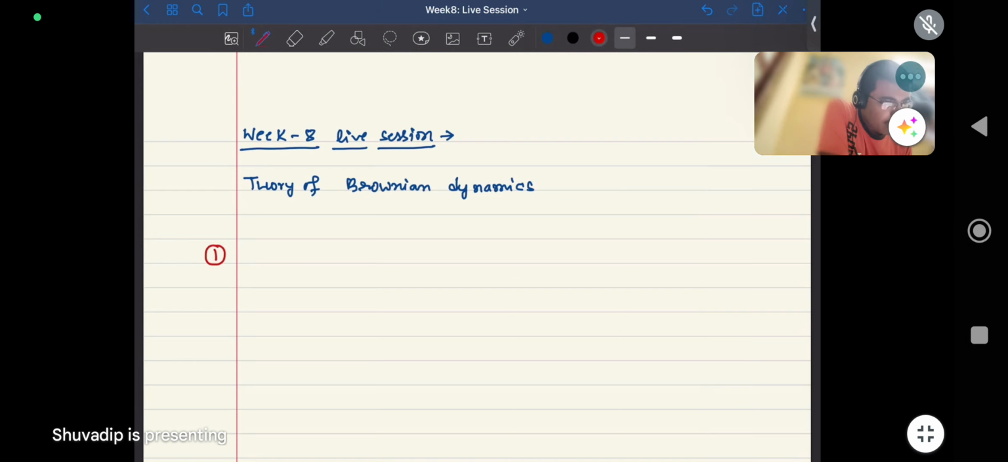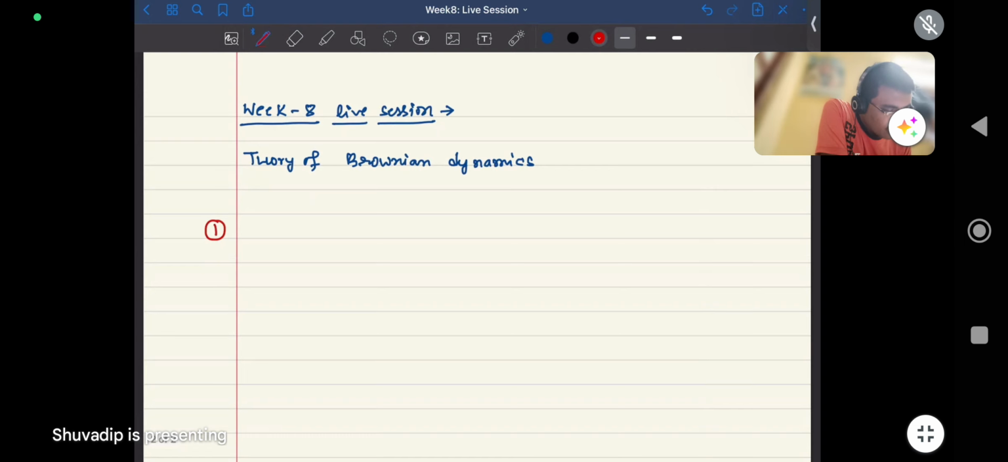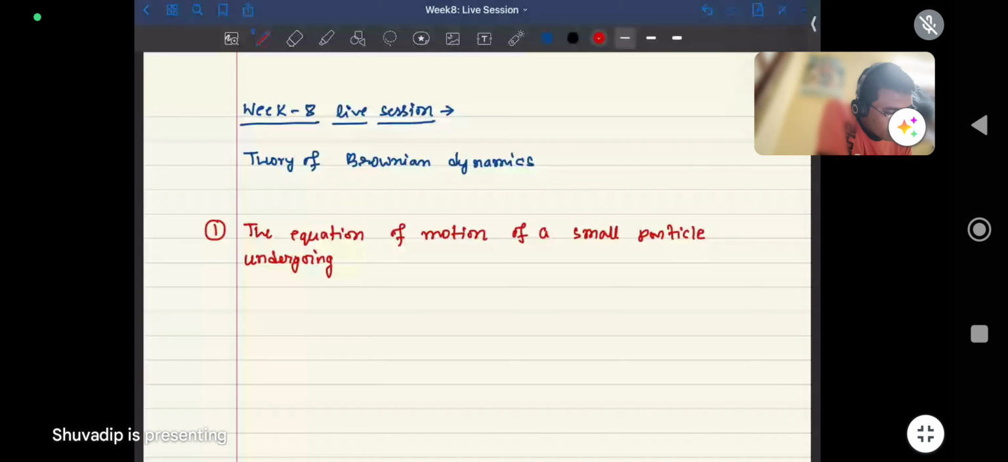Problem number 1 is the equation of motion of a small particle undergoing Brownian motion.